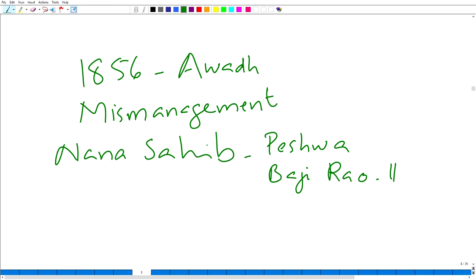But these policies brought two of the bitterest enemies against the British administration in India: one, Rani of Jhansi, second, Begum of Oudh. Nana Sahib also became one of the bitterest enemies of the British administration because of the annexationist policy of the British government.